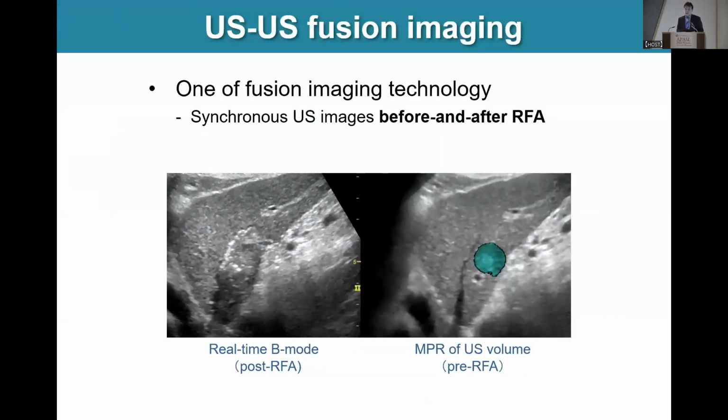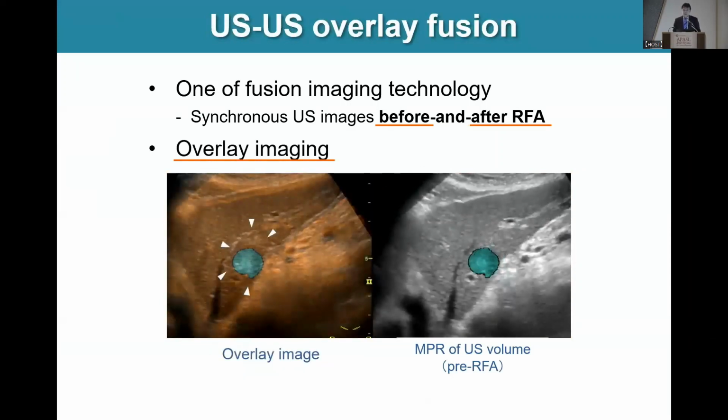So we have reported the usefulness of guidance by US-US fusion imaging and US-US overlay fusion. US-US fusion imaging can show synchronized ultrasound images before and after RFA side by side. This image can be overlaid like this. You can see the ablative hyperechoic zone entirely including the green colorized HCC. That is, the ablative margin can be shown as the difference between the ablative hyperechoic zone and the green colorized area.